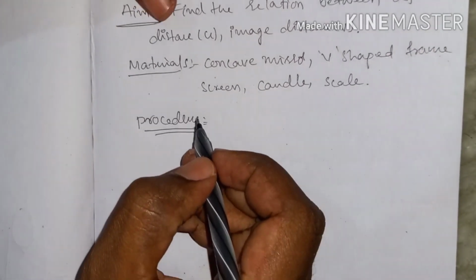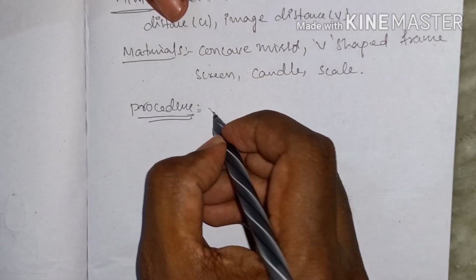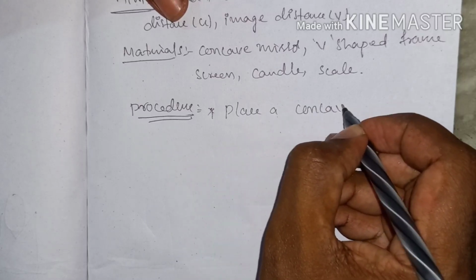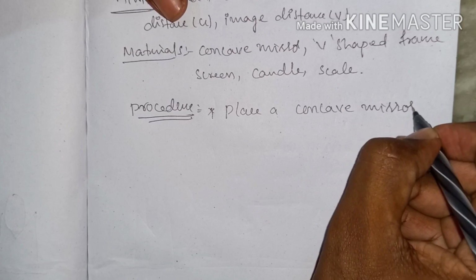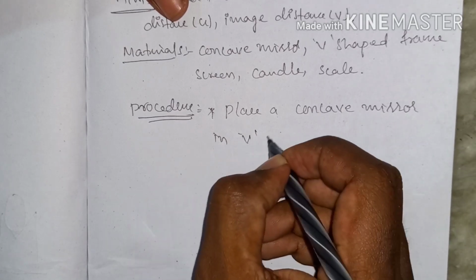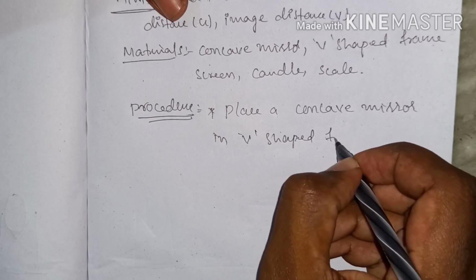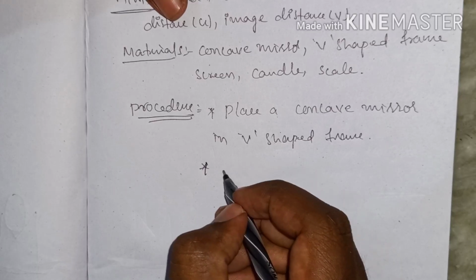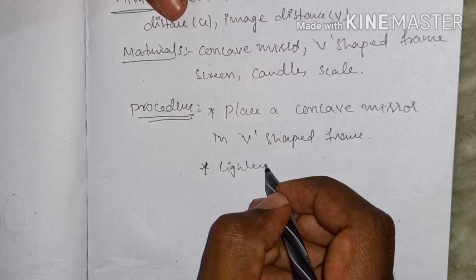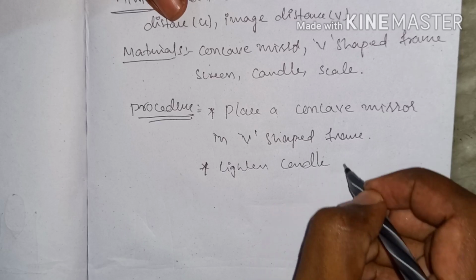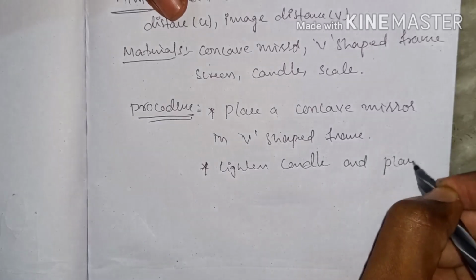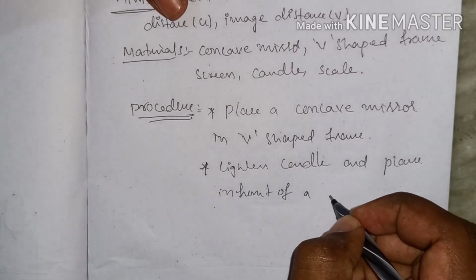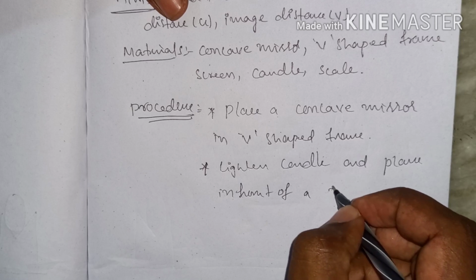What is the procedure? What have we done earlier? First one, what have we done? Place a concave mirror in a V-shaped frame. Next, light the candle and place it in front of the concave mirror, with the screen.